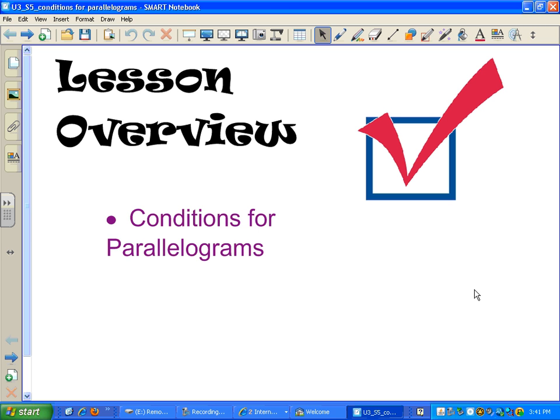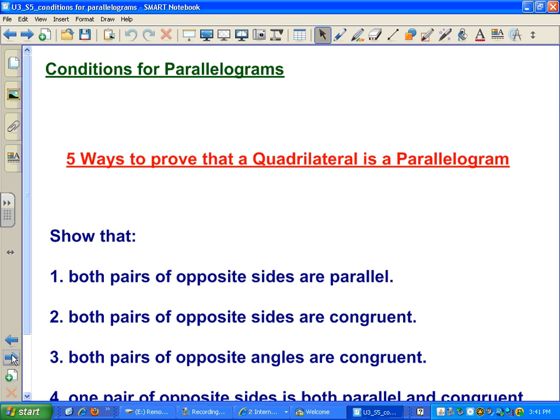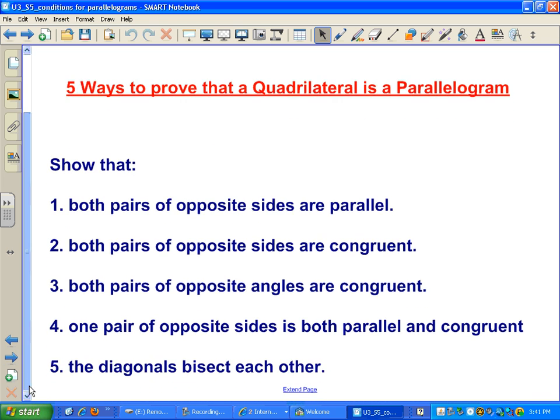Well, this time, we're not going to be told that the quadrilateral is a parallelogram. We have to prove that it's a parallelogram. So let's go ahead and take a look at what I mean. First of all, we have 5 ways to prove that a quadrilateral is a parallelogram. And you need to show one of these 5 ways.